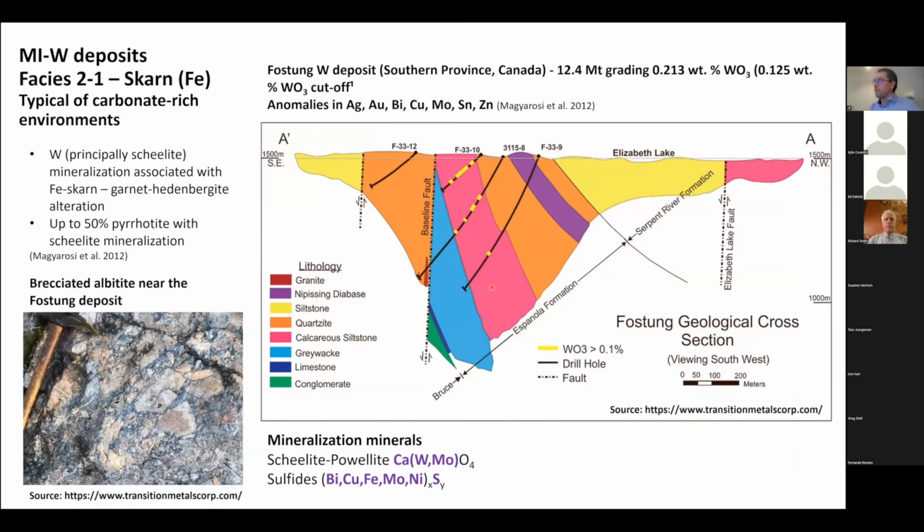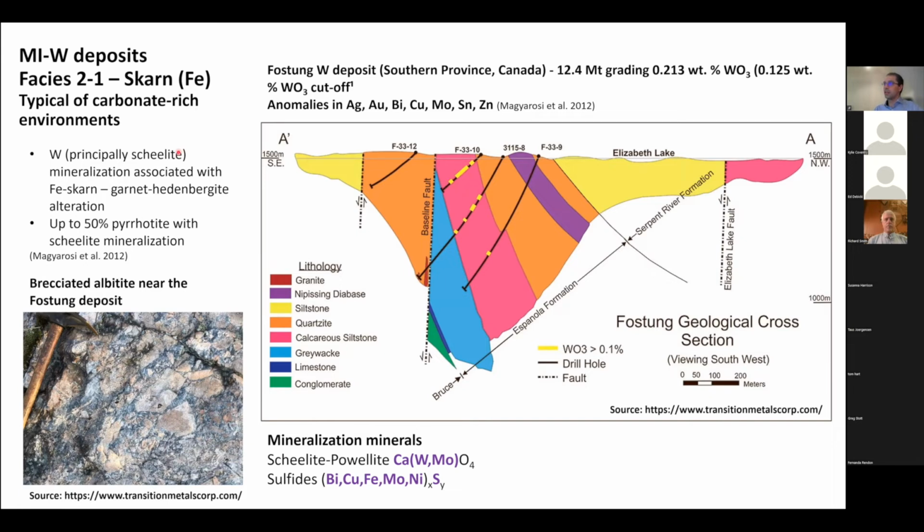For the Southern Province, this may have some significance as well. There is a tungsten deposit in the Southern Province, which is named the Fostung deposit. The numbers of the resources are here. And what is interesting, now there is more and more evidence that the Southern Province is actually affected by a metasomatic iron and alkali calcic alteration system.